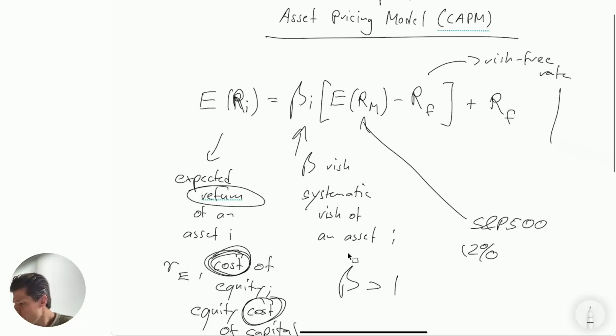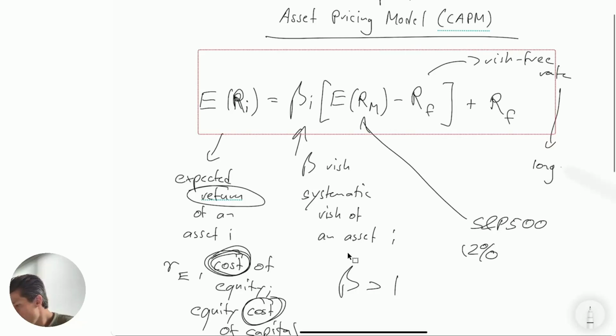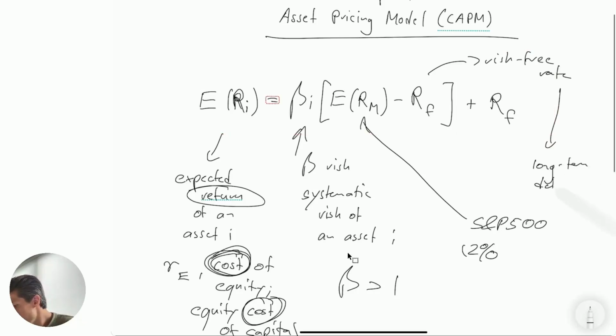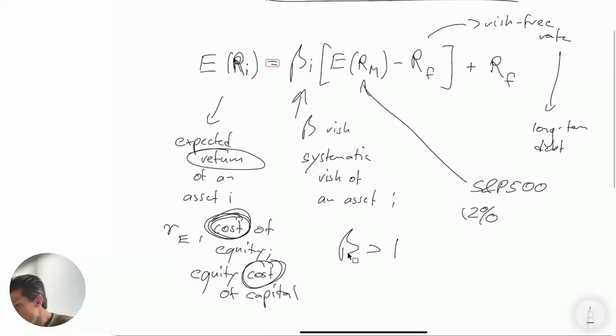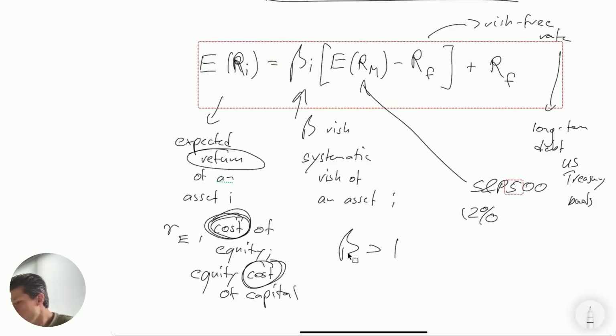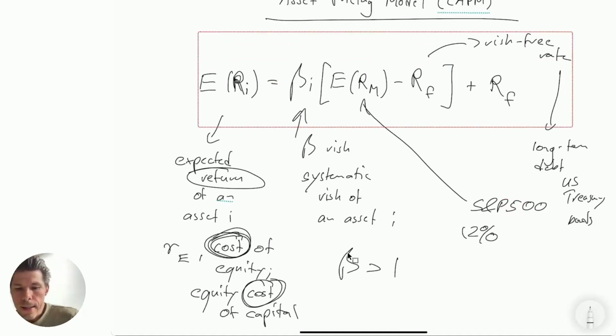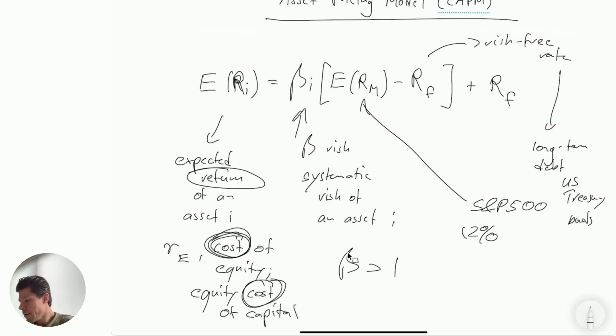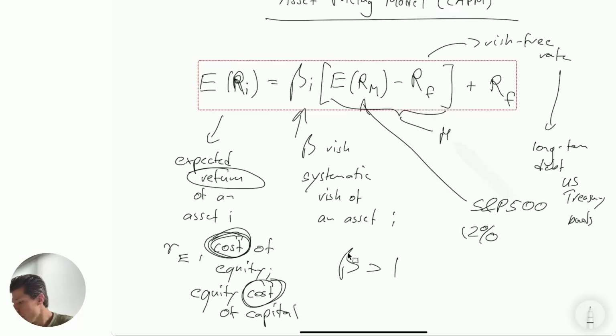Risk-free rate is usually a long-term debt instrument, because as we know, a debt instrument is less risky than an equity instrument, less volatile. So usually we use long-term US Treasury bonds, especially from a government, as a starting point. The difference here, very important, is called the market risk premium.